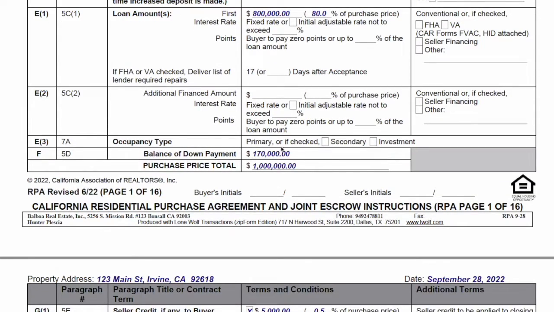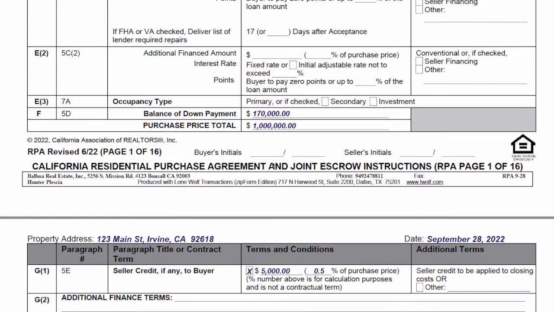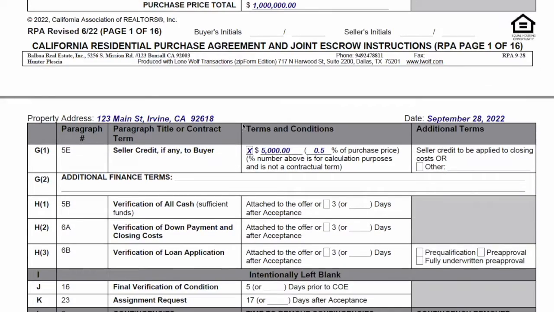Now, these numbers are automatically calculated. This number is just your down payment minus your earnest money deposit. And then if you add up all your loans and earnest money deposit, and this, it equals your purchase price. Again, this is automatically calculated. Buyer's going to initial, and we move on.